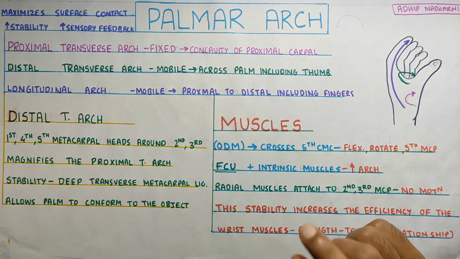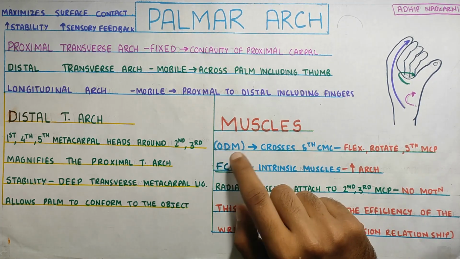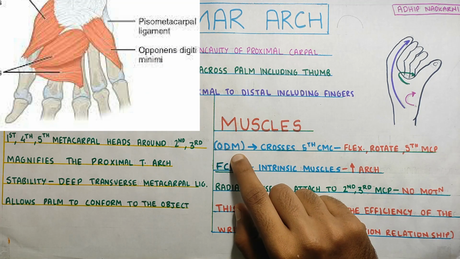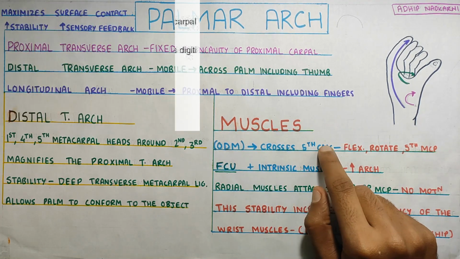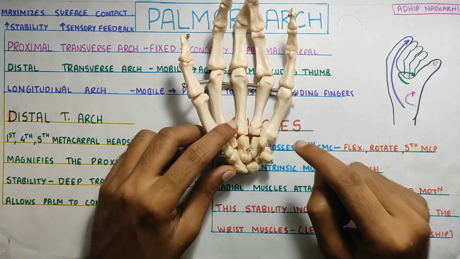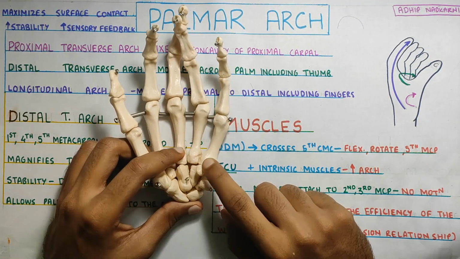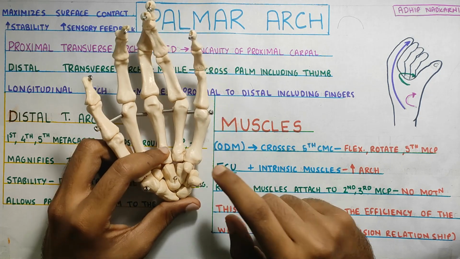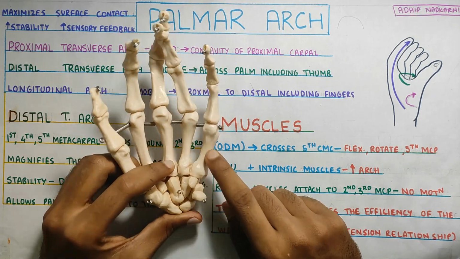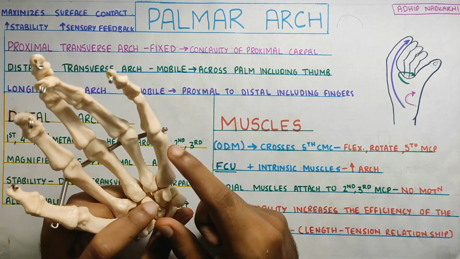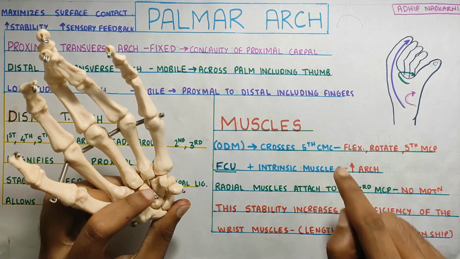So the first muscle that we are going to mention over here is the ODM, that is Opponens digiti minimi. Now this muscle crosses your fifth CMC joint. So if you take here, the fifth CMC joint is over here, correct, near your hamate. This muscle is attached to the hamate, correct, and it goes like this, and when it contracts, it will create movement at the fifth metacarpal. So that's what it causes.